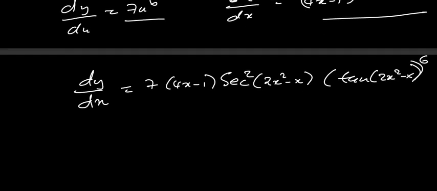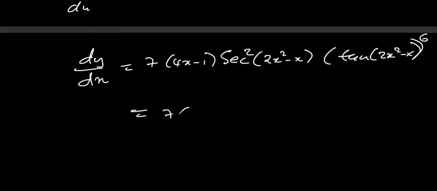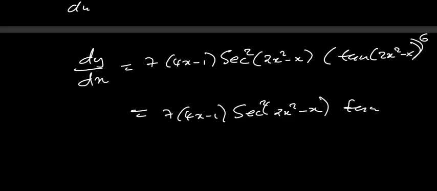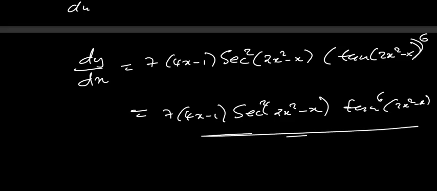We can write it in a better form. This is 7, 4x minus 1, sec squared of 2x squared minus x. This is the same as tan to the power 6 of 2x squared minus x. This is what we get as the derivative.